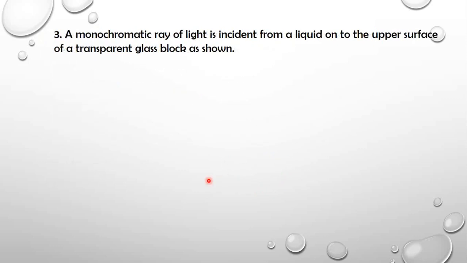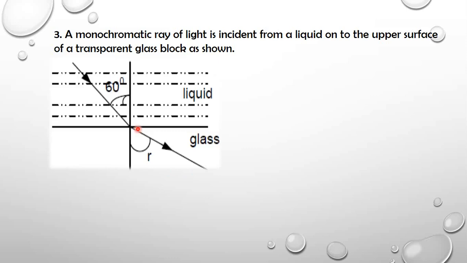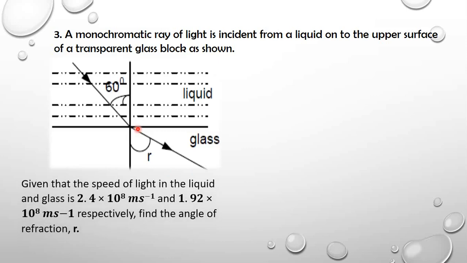Let's look at the next example. A monochromatic ray of light is incident from a liquid onto the upper surface of a transparent glass as shown. So this is it. The question here is, given that the speed of light in the liquid and glass is 2.4 times 10 to the power 8 meters per second and 1.92 times 10 to the power 8 meters per second respectively, find the angle of refraction. So this time round, I've not given us the refractive index of the two media, but I've given us the speed in the different media.